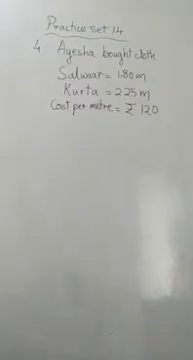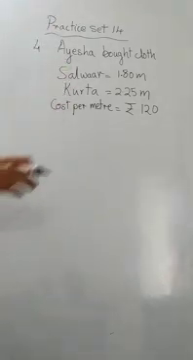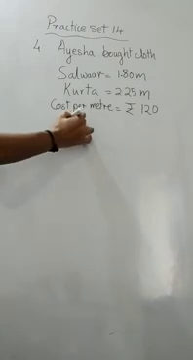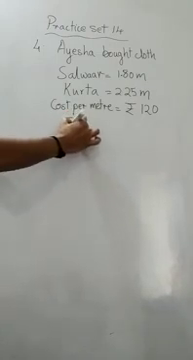Now next question, they have given that Aisha bought 1.80 meter cloth for her salwar and 2.25 meter for her kurta. If the cloth cost 120 rupees per meter, how much must she pay to the shopkeeper? So you have to find out how much money she will have to give the shopkeeper. So this much for salwar, this much for kurti. So what we will do is, total cloth we will find out first.